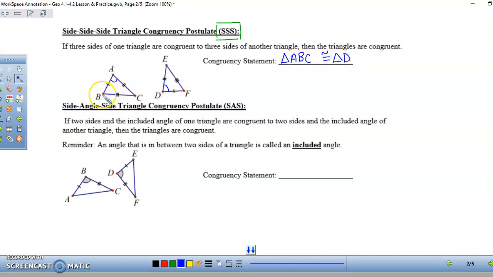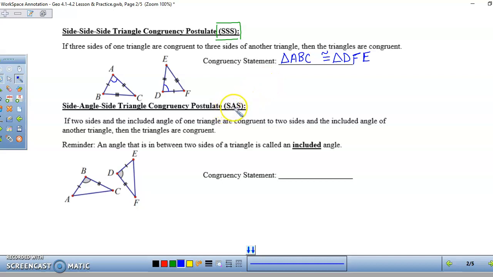Okay, then I went to B. So I went across the 1 dash to B. So from D, I need to go across the 1 dash to F. So B would correspond with F. And then you just finish off the triangle with E. So it is really important you pay attention to the markings so that you have the letters in the correct order. Okay, so that's side, side, side.